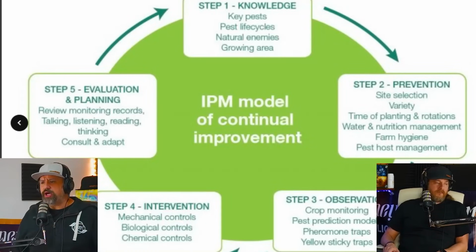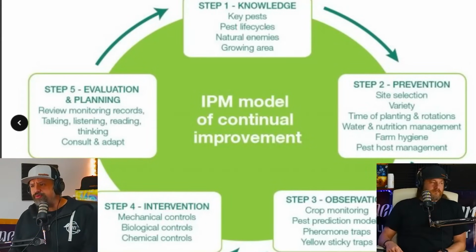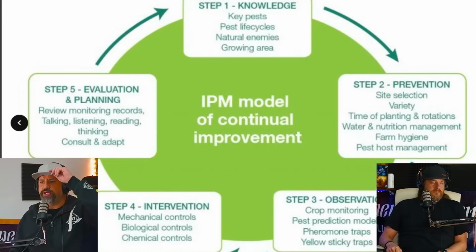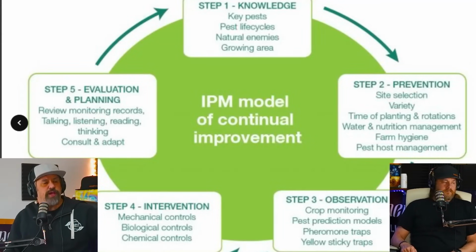And you have to understand the IPM graphic, Grambo, just so we can. I really like this too. I think this is something everybody can take home. Obviously, knowledge: what the heck is the pest? What are their life cycles? We were talking about that. What are their natural enemies? What's the growing area that we care about? And the whole prevention aspect. An ounce of prevention's worth a pound of cure, right?